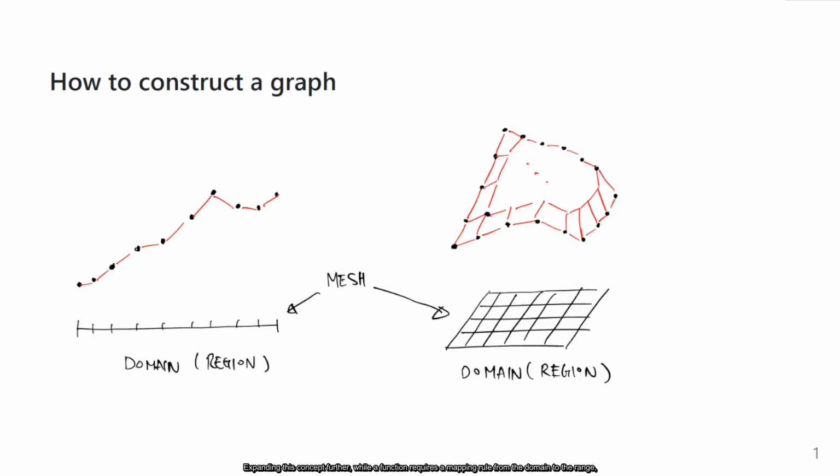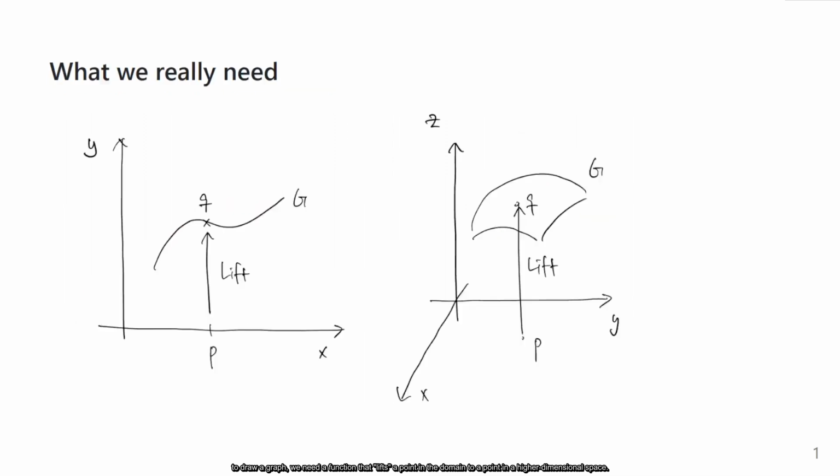Expanding this concept further, while a function requires a mapping rule from the domain to the range, to draw a graph, we need a function that lifts the point in the domain to a point in a higher dimensional space. For example, to draw the graph of a single variable function, you need to lift the point from a one-dimensional interval in the domain to a point in a two-dimensional plane. To draw the graph of a two-variable function, you need to lift the point from a two-dimensional region in the domain to a point in a three-dimensional region.